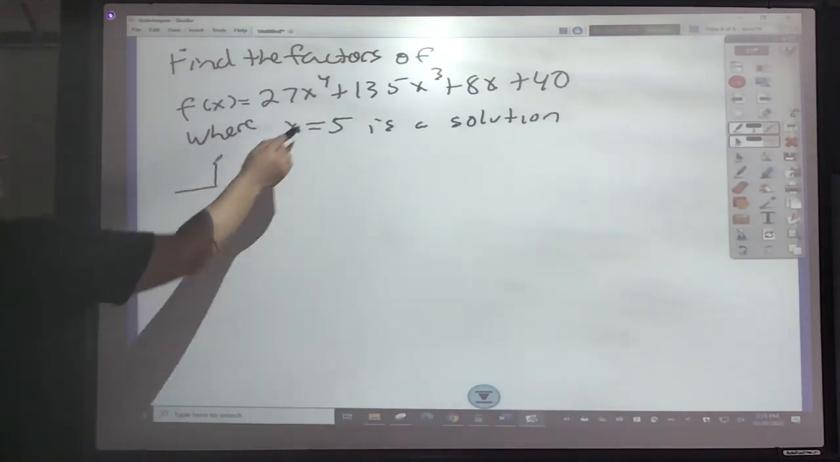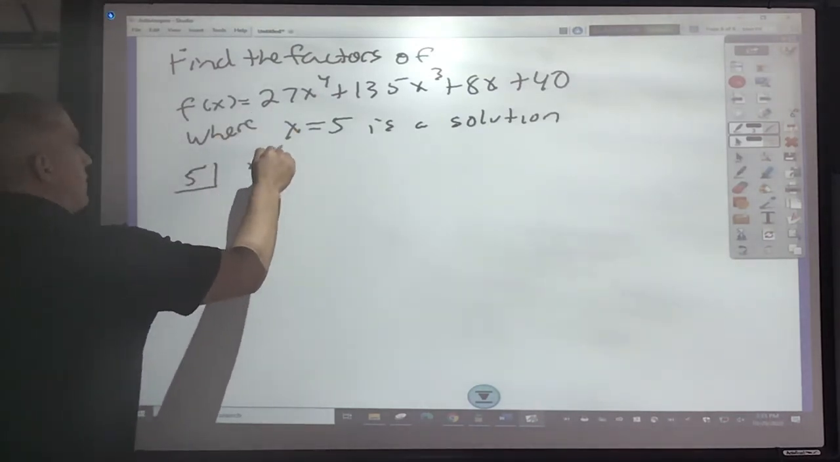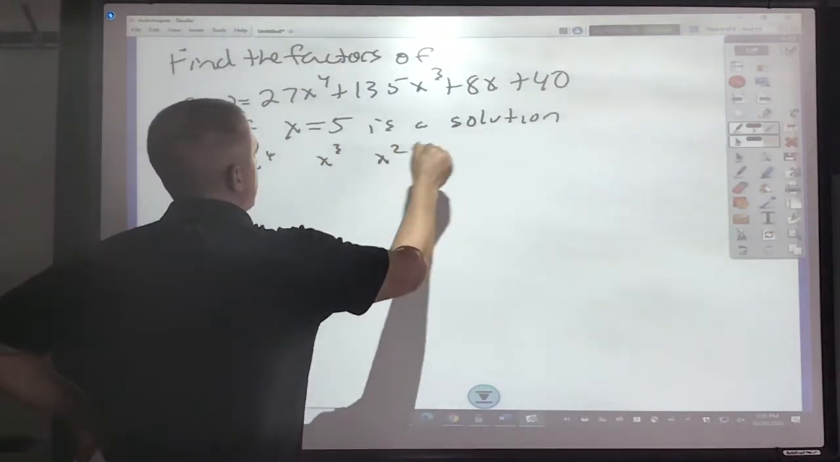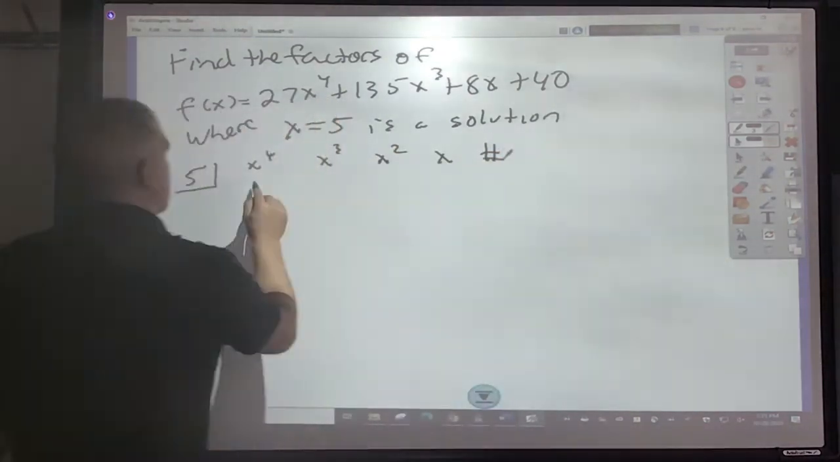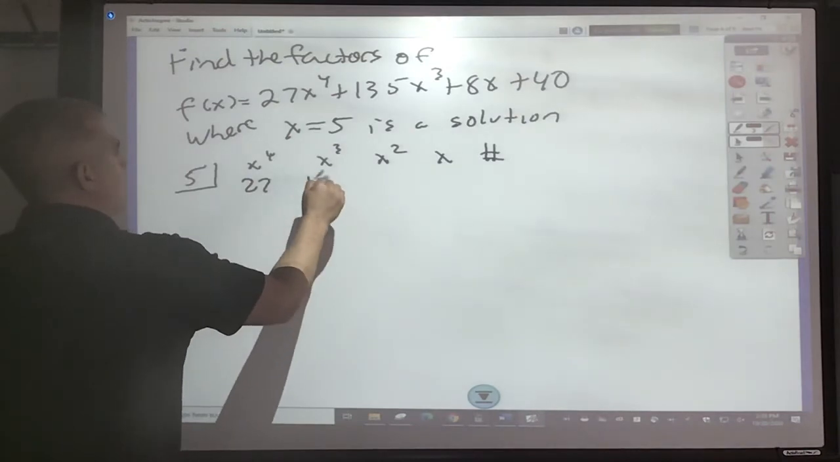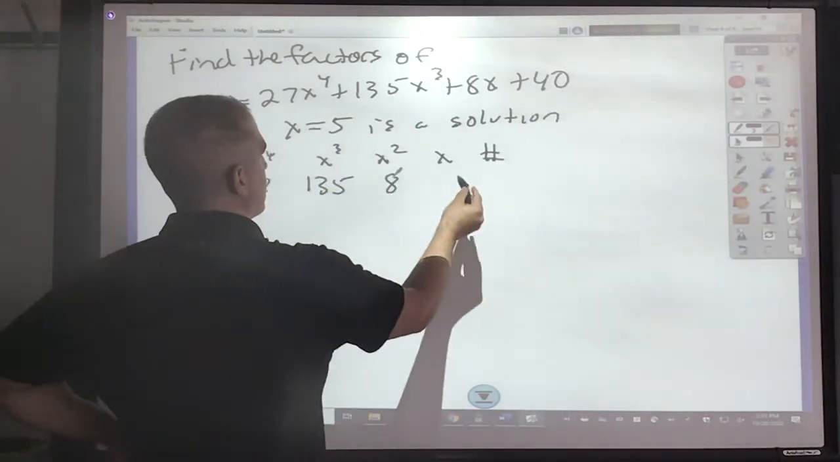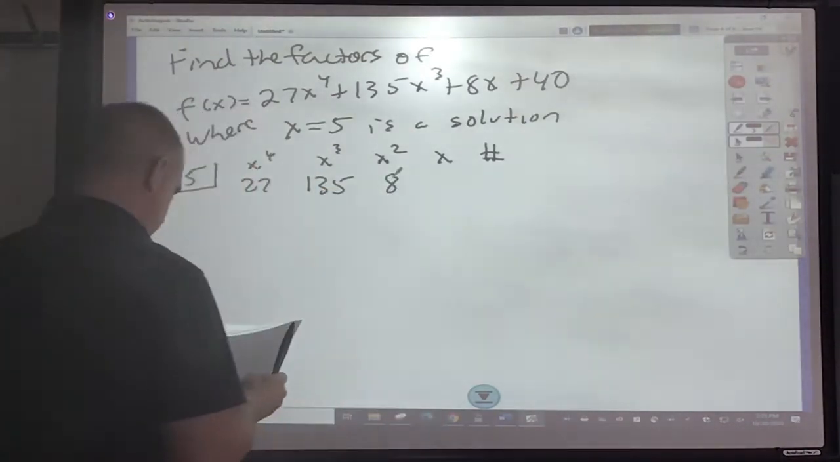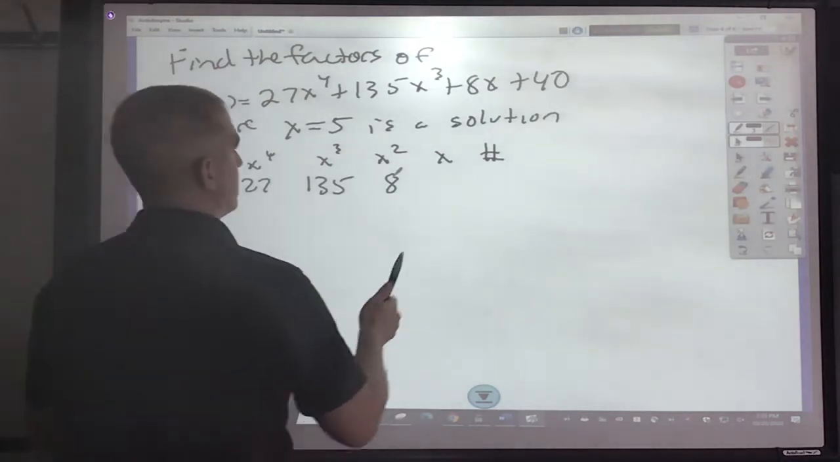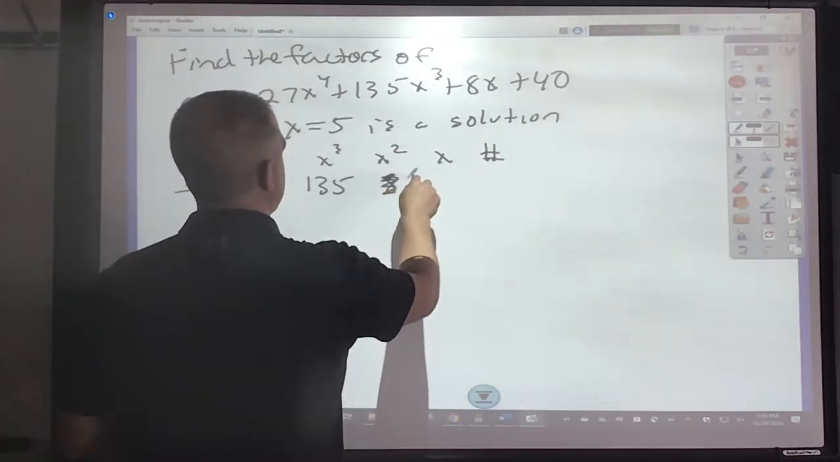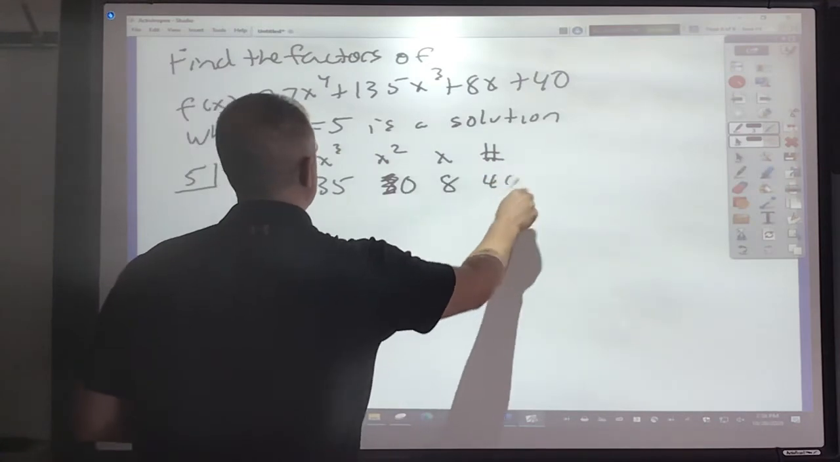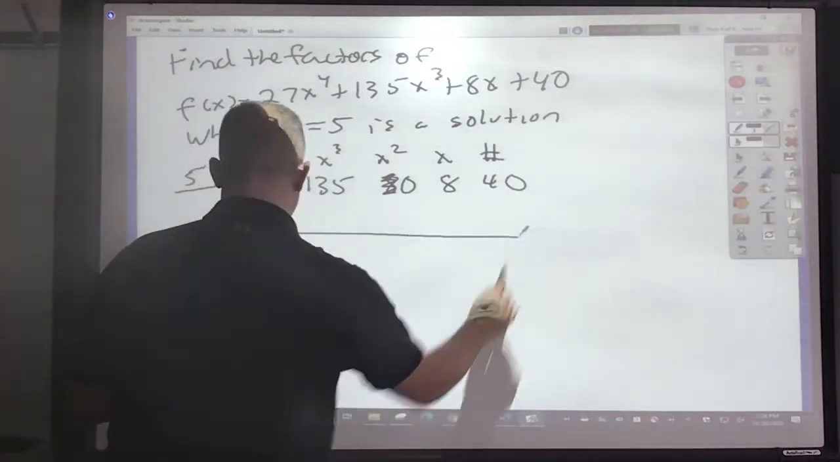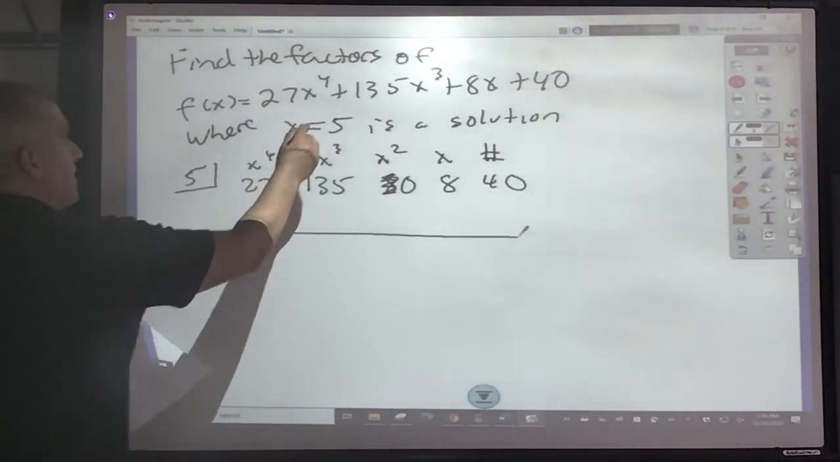So what I got here, I'd put 5. That's x to the fourth, x cubed, x squared, x number. So it'd be 27, 135, 0, 8, and 40. Whoops, I'm sorry, not 8, this would be 0, 8, and 40. We're negative 5, sorry.